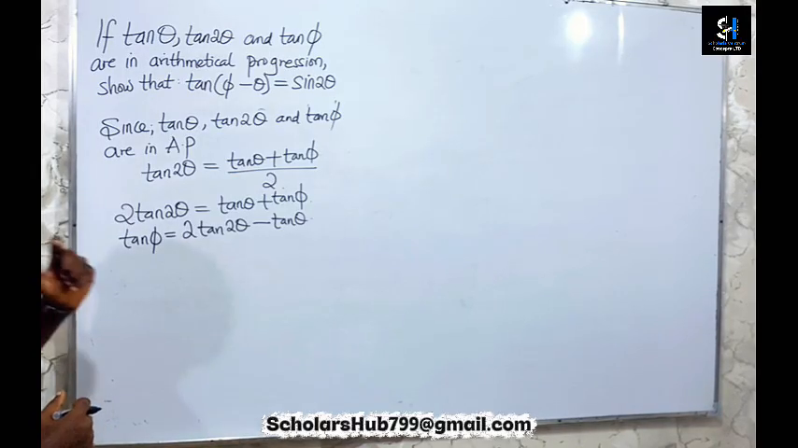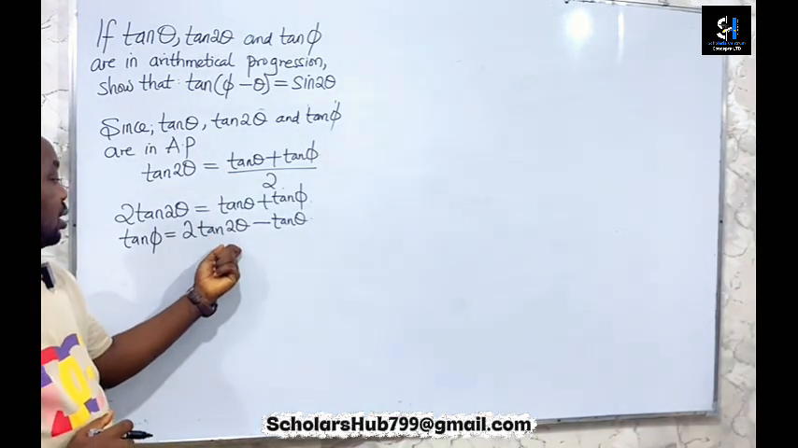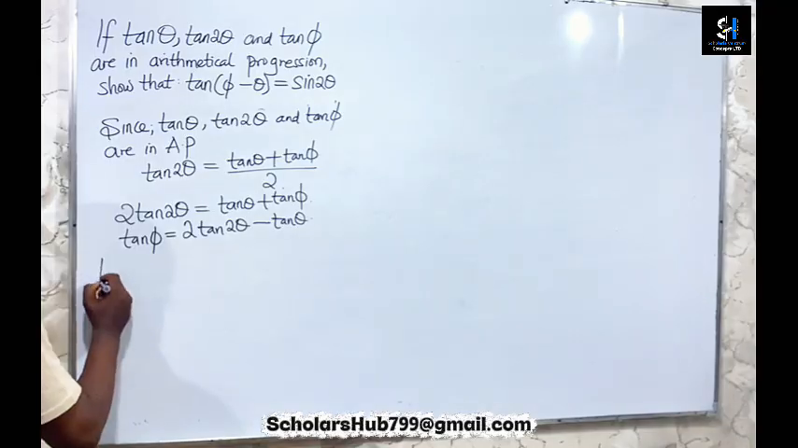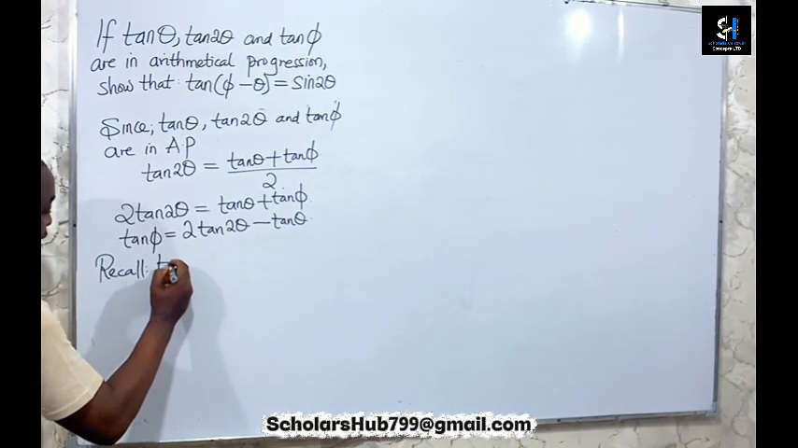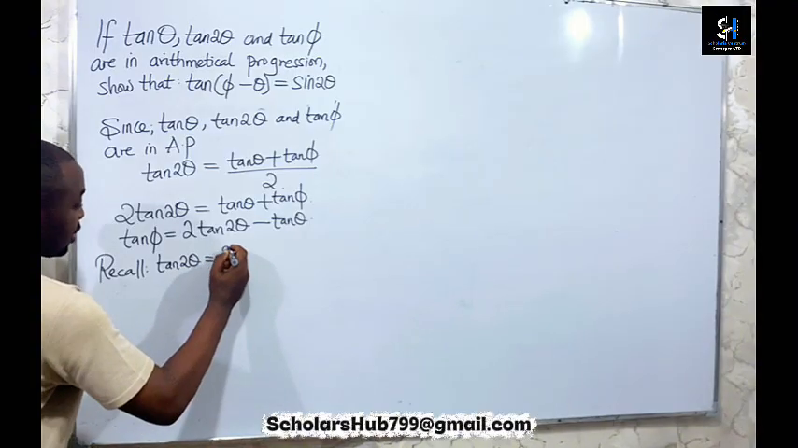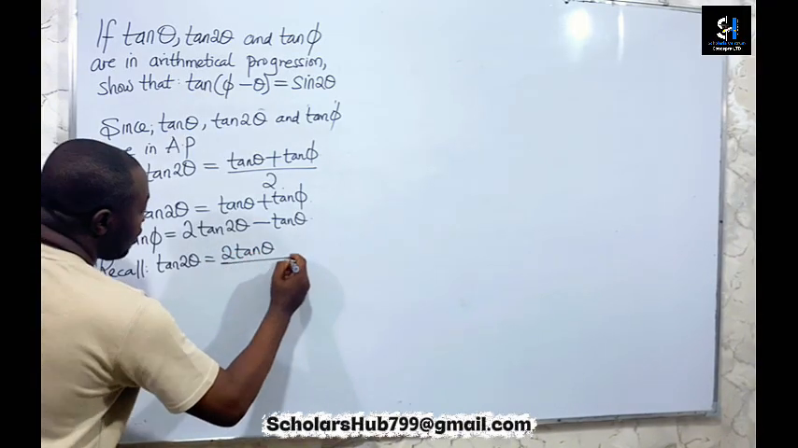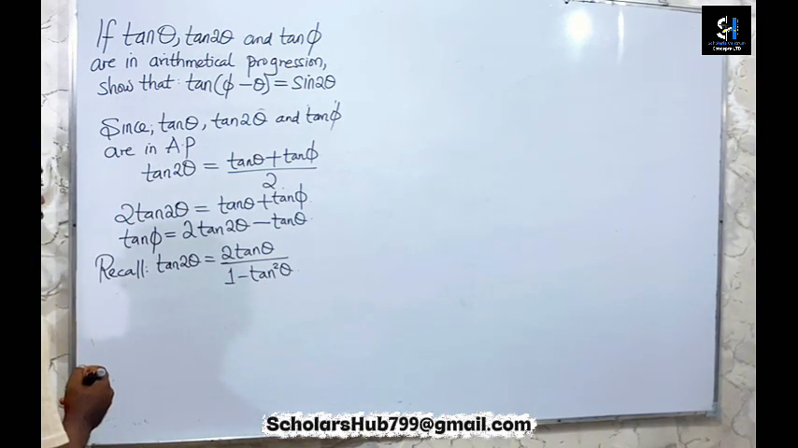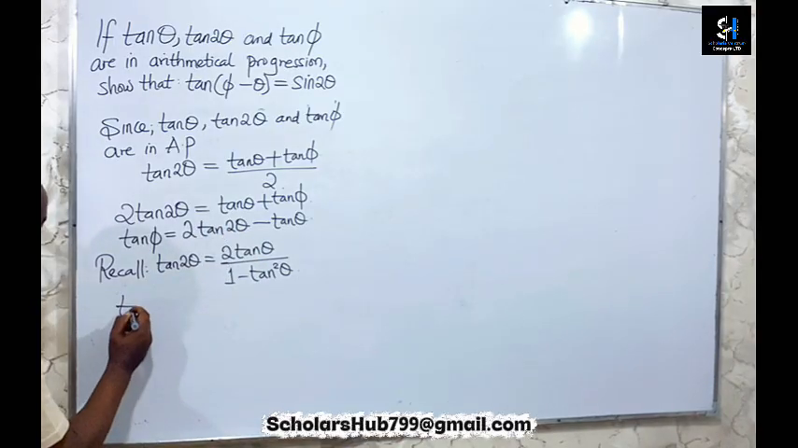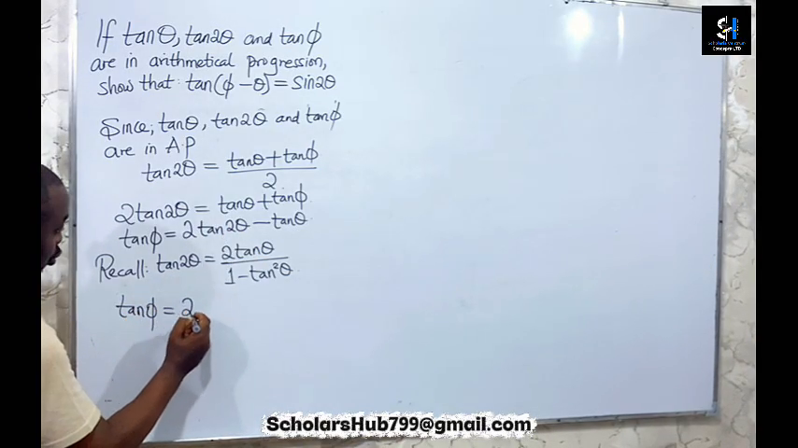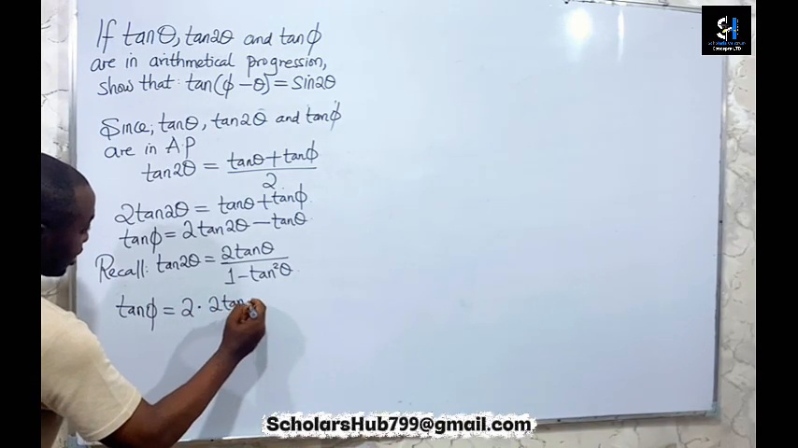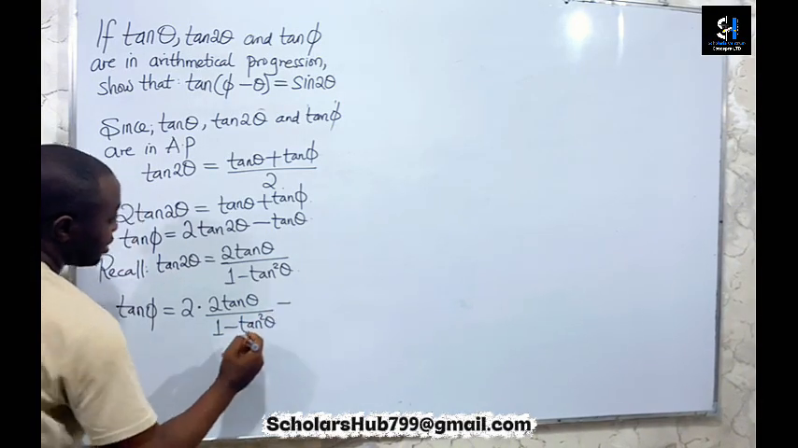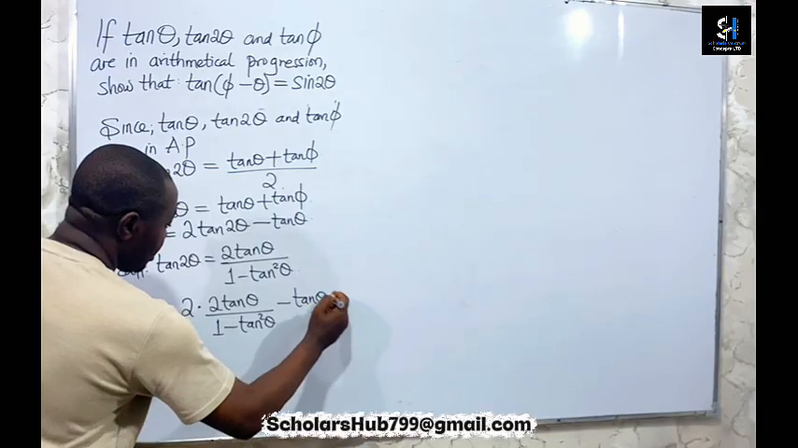Now let's recall the identity for the double angle formula for tangent, that is, the identity for tan 2 theta. This will be 2 tan theta over 1 minus tan squared theta. So what we have here is tan phi equals 2 multiplied by 2 tan theta over 1 minus tan squared theta, then minus tan theta.